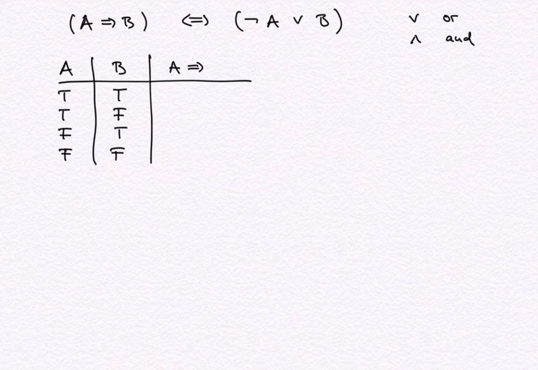What about the statement A implies B? Now, if A is true, then if A implies B is true, B also must be true. So in the case that A and B are true, statement A implies B can be true. But certainly, if A implies B and A is true, then B must be true. So if B is false, then A implies B is false.